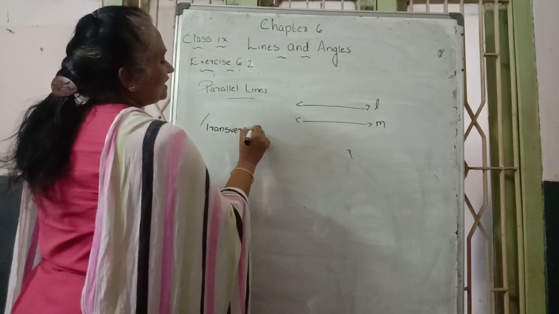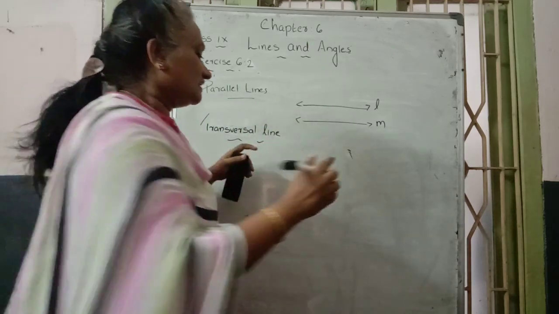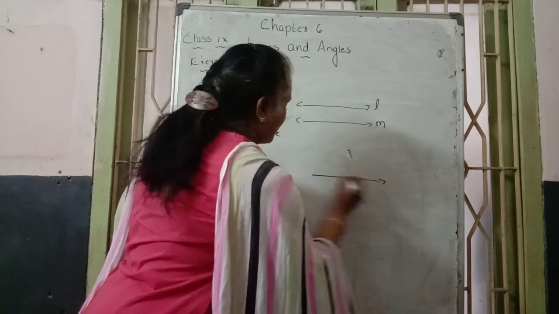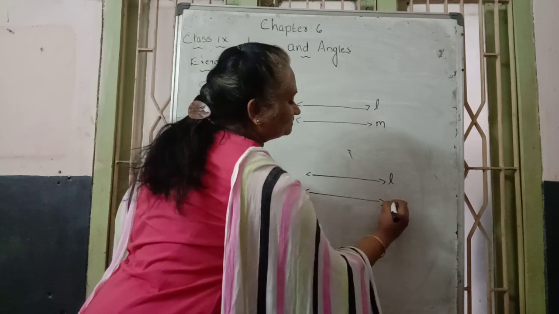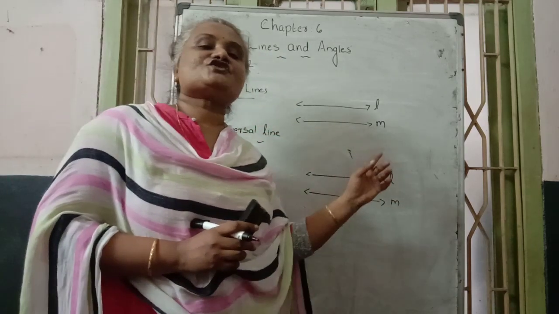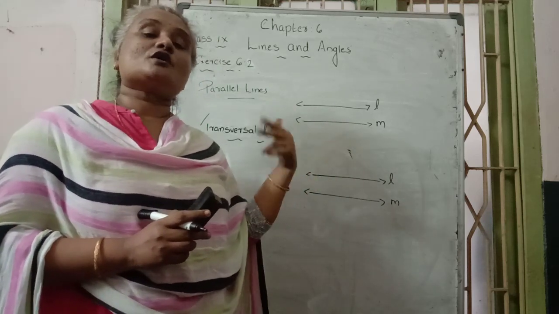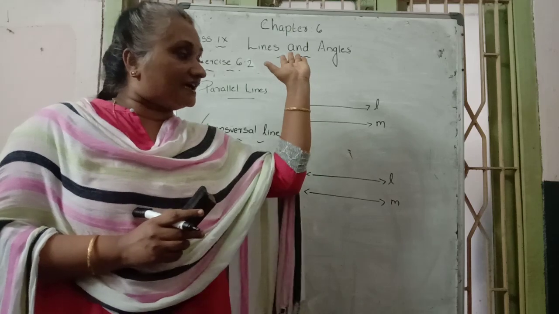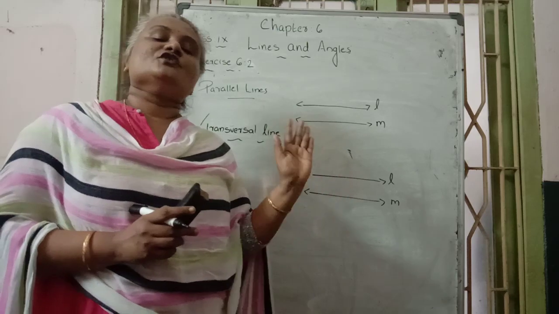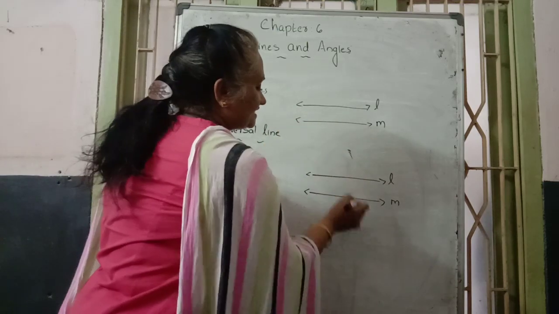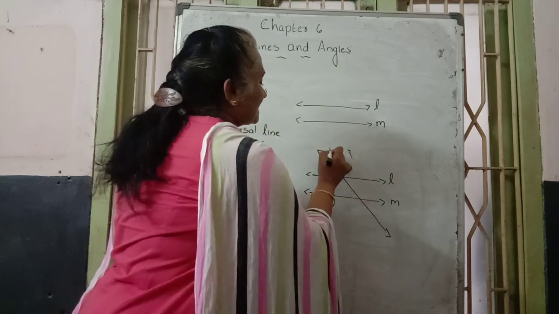Transversal line. What about a transversal line? Here two lines are there. I mark them as line L and line M. Two or more lines that are cut by another straight line at distinct points, we call it a transversal. That means these two lines, line L and line M, are cut by another line N.